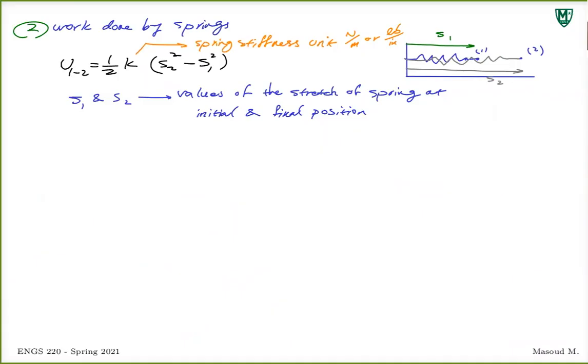But in terms of the spring, just remember that S1 and S2 are the stretch of the spring at the beginning and at the end. Maybe it has some initial stretch already and you're stretching it more, or it has some initial stretch and you're compressing it. Just keep in mind, you have to know S1, the initial length, and the final length, to know how much work has been done from point 1 to point 2.